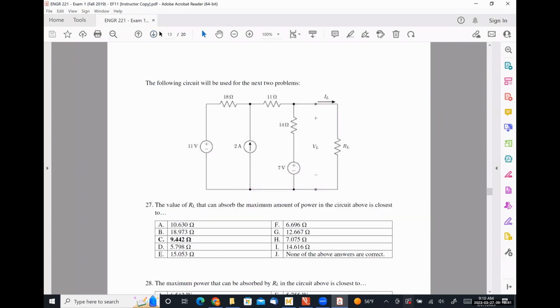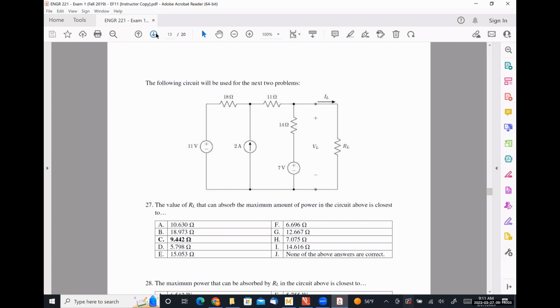And then here we have, this one looks... Yeah, so this is, what value of RL can absorb the maximum amount of power. So this is using source and voltage transformations as well as the maximum power transfer theorem.